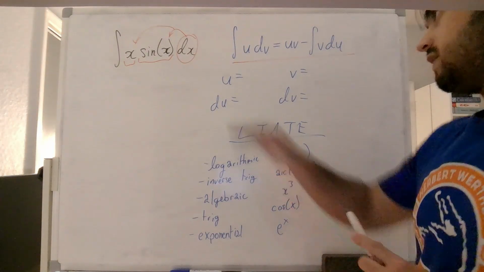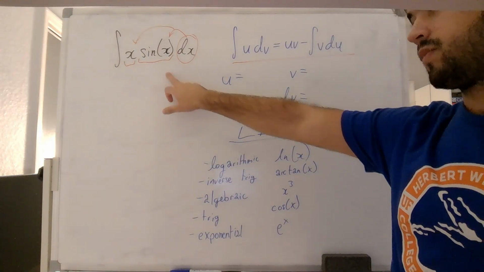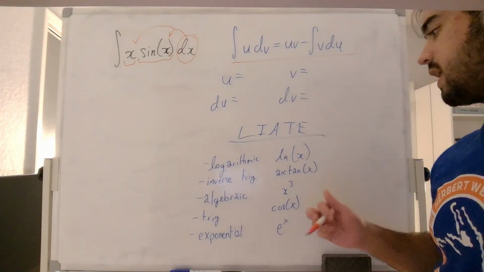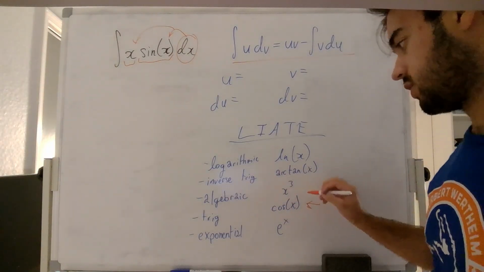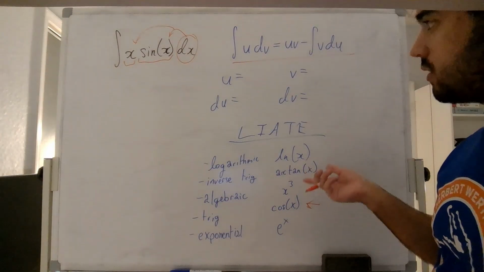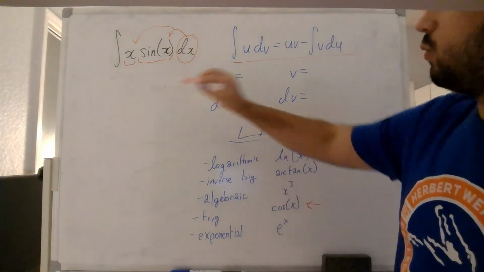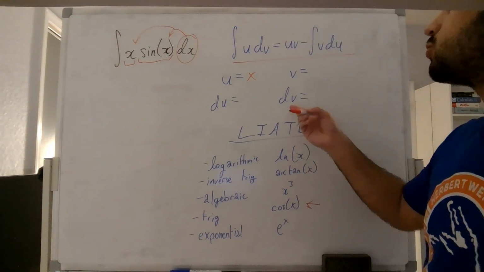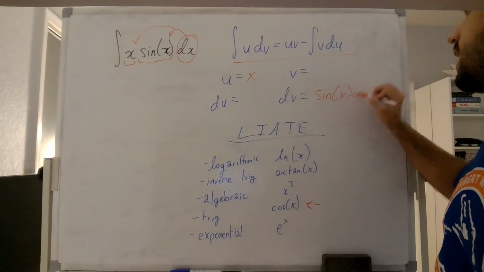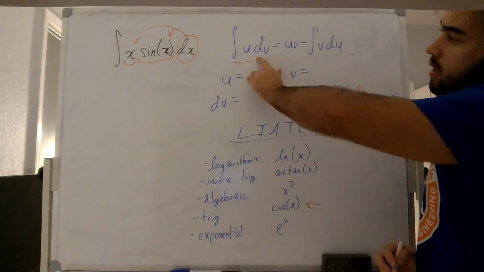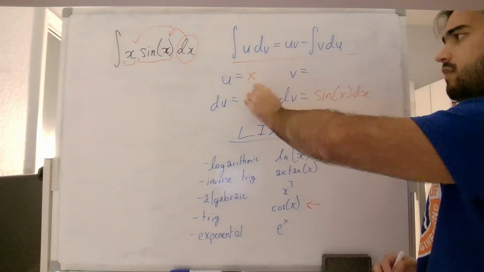Let's say in this case we have an algebraic function x and we have a trig function sine of x. We should attach the dx with the trig function, the one that appears last, not with the algebraic function. So what the LIATE method does is it helps us pick our u here. Our algebraic will be our u here, x. And then what I'll choose for dv is sine of x dx. So this helps us figure out this portion right here, the u dv. We have the u and we have the dv.